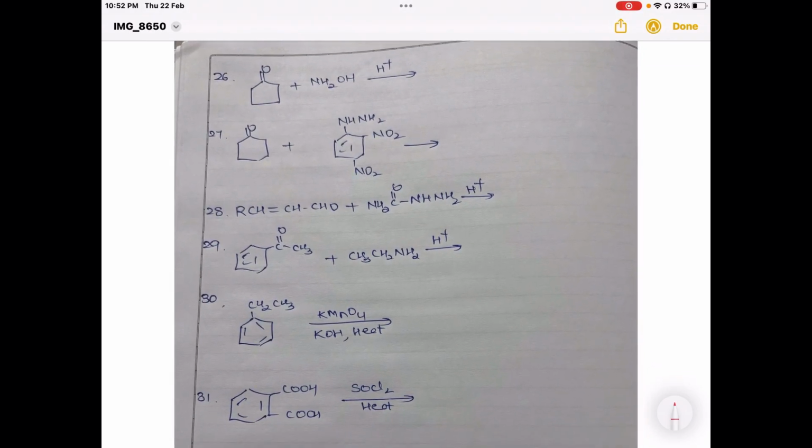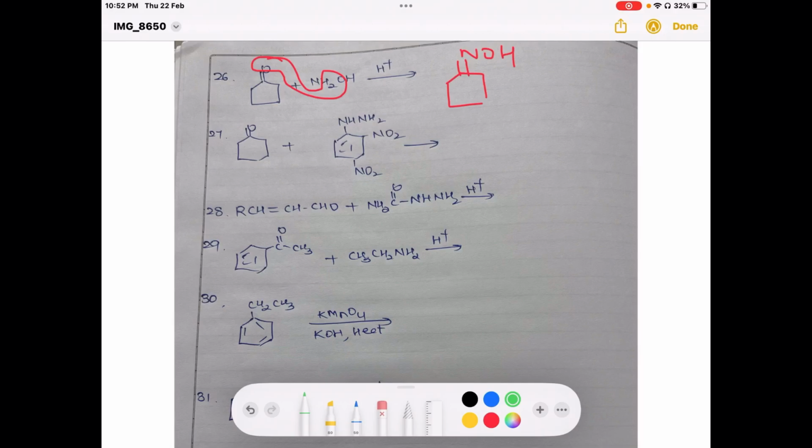Now the next reaction is the reaction of carbonyl with ammonia and its derivatives. In this case, there is loss of water and a C=NOH double bond, oxime formation, takes place. In the second case, again loss of water: the oxygen of carbonyl and the two hydrogens from the amine part are removed. This one is 2,4-dinitrophenylhydrazine. So this results in the formation of a C=N-NH double bond, hydrazone.